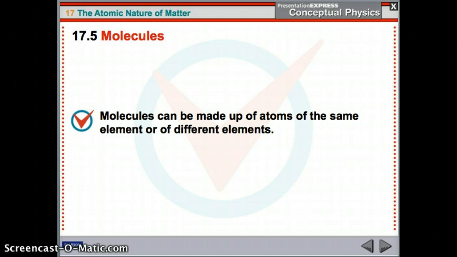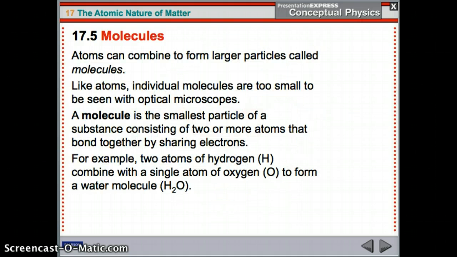Molecules. Molecules are made up of atoms, so atoms are the building blocks, and atoms can come together to form molecules. Those molecules are larger than the atoms, of course, because they're made up of atoms, but they're still too small to be seen with normal microscopes due to them being smaller than the wavelength of visible light.